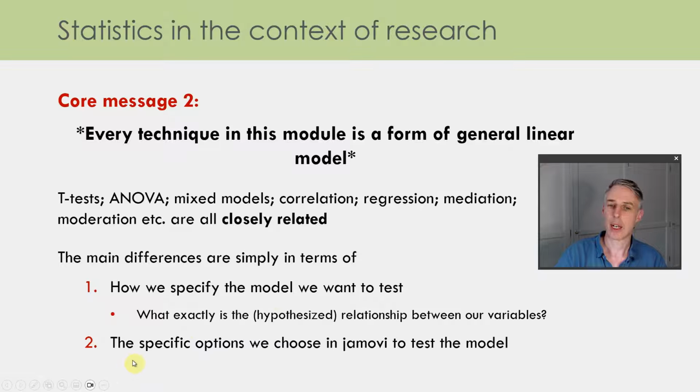And secondly, the specific options. This is just a pragmatic difference. The difference between these techniques often just boils down to which options you choose in Jamovi to test the model. A pragmatic decision based on which option is going to give me the different bits of output that I most want given the questions that I'm asking of my data. Okay, so these differences aside, fundamentally a key thing to remember is all of these techniques that I'm going to be talking about are different instantiations of the same analysis approach, general linear modeling.